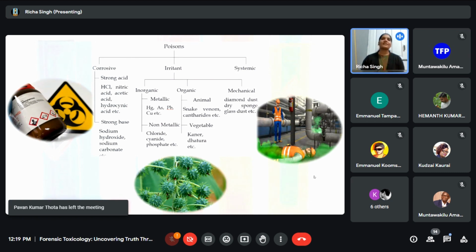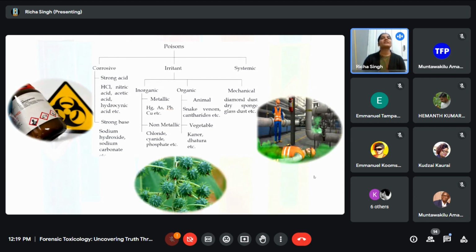So as I was saying, there are different classifications for the poison. Here the classification that I have presented is based on the mode of action, how exactly the poison affects when it enters inside the body. The first classification in this category is corrosives. As the name itself says, whenever it comes in contact with a part of the body, it leads to the corrosion or the necrosis of that part. In that we have two broad categories, that is strong acid and strong base.